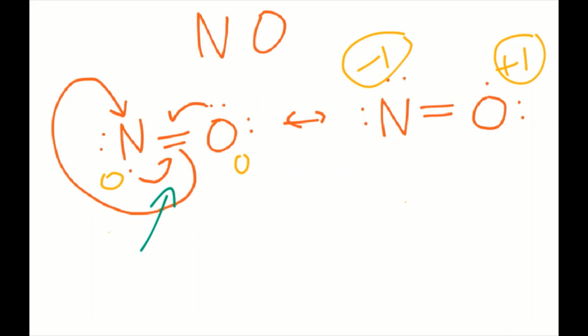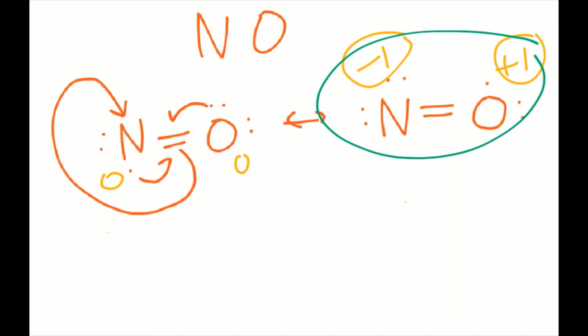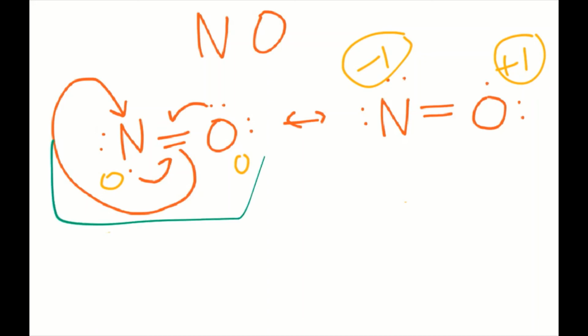Now the second reason is because this structure over here has too many formal charges that are not 0. Meanwhile, everything here is 0, and if you're closer to 0 for your formal charges, it's much better. So, for 2 reasons, the first resonance structure will be the stabler of the 2.